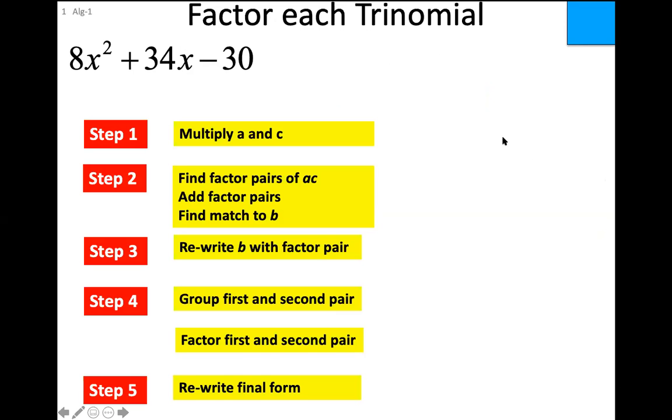All right, here's another example. If you want to write this down and do this with me, do that, please. 8x squared plus 34x minus 30. Step number 1, is there any number that goes into 8, 34, and 30?